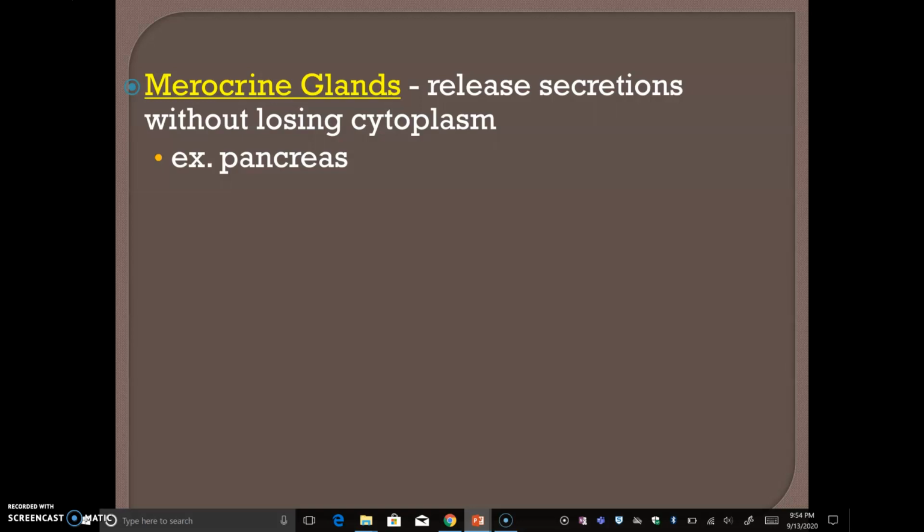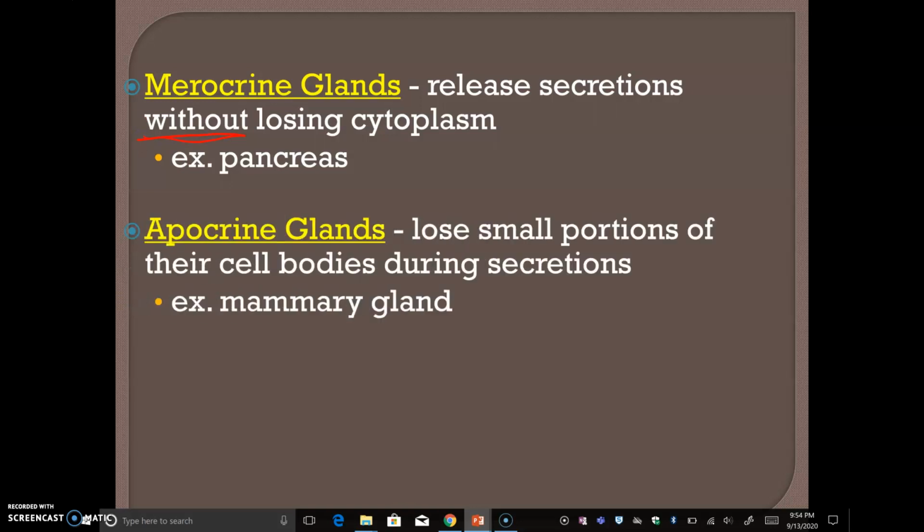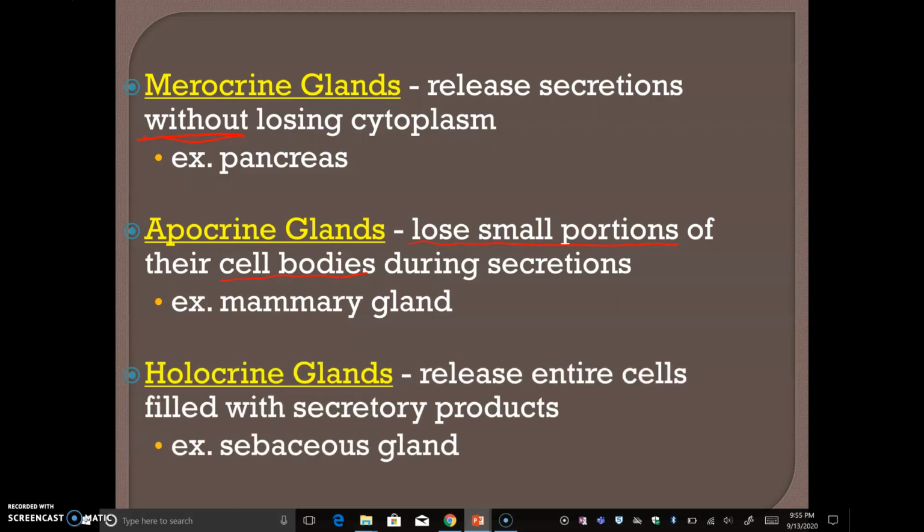So an example would be merocrine glands. They release secretions without losing cytoplasm. So merocrine secretions without losing cytoplasm. An example of that would be our pancreas. Apocrine glands lose small portions of cell bodies during secretion. So a mammary gland would be an example of this. Holocrine glands release entire cells filled with secretion products. So that would be a sebaceous gland.